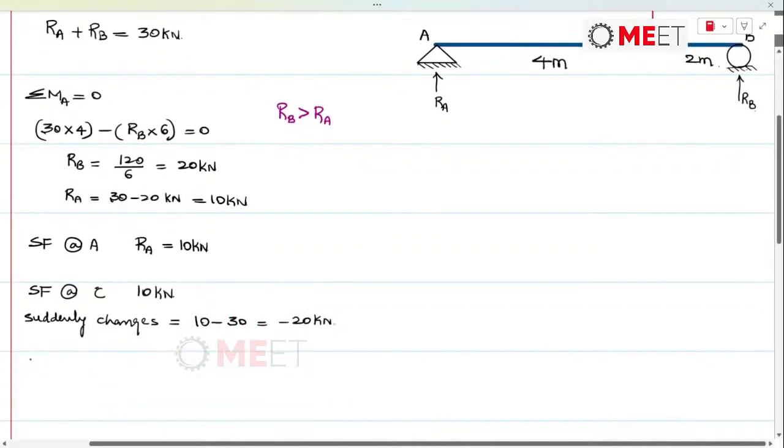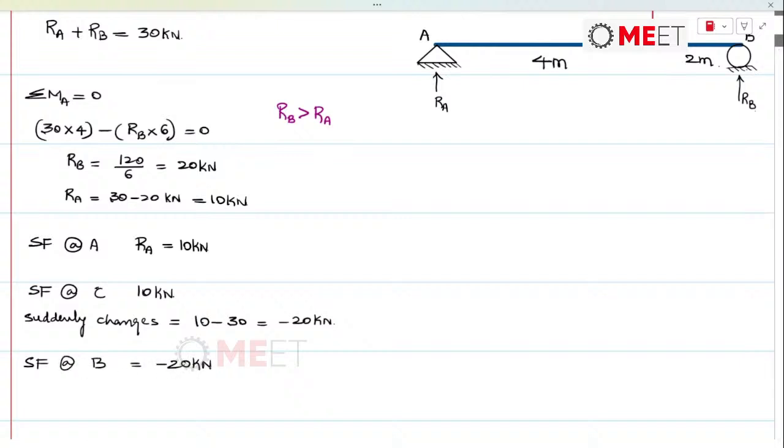Same way, shear force at B is minus 20, and at B we are finding the reaction force RB, so minus 20 plus 20, which is equal to 0. So there is also a sudden change at B.